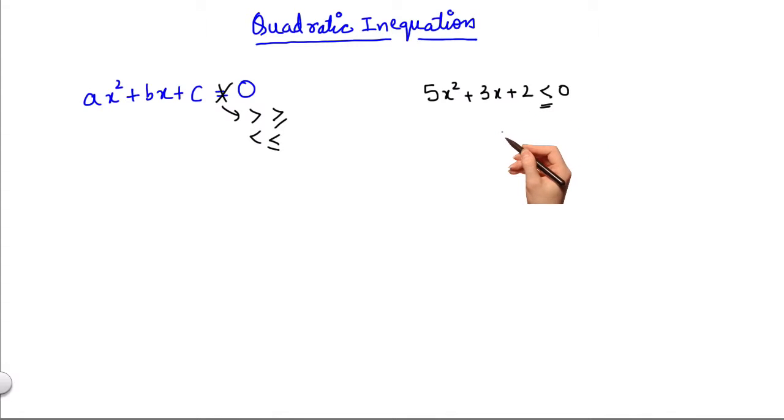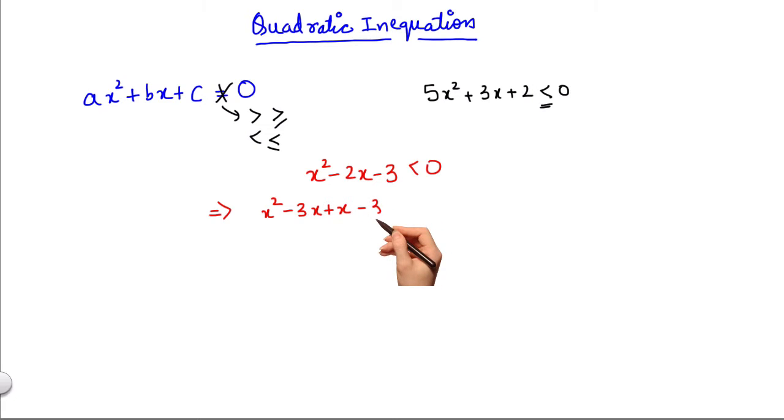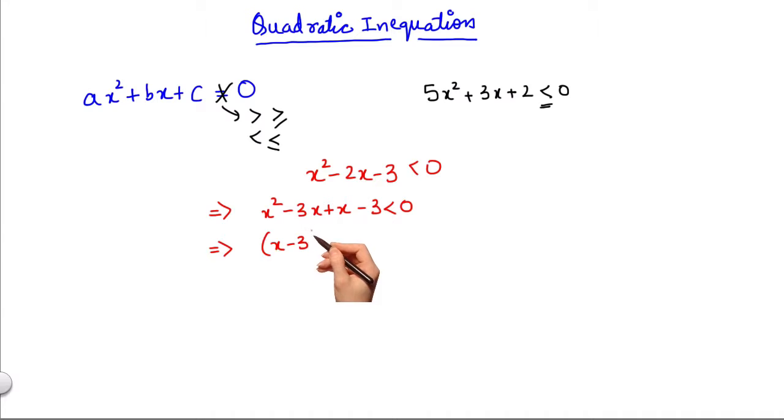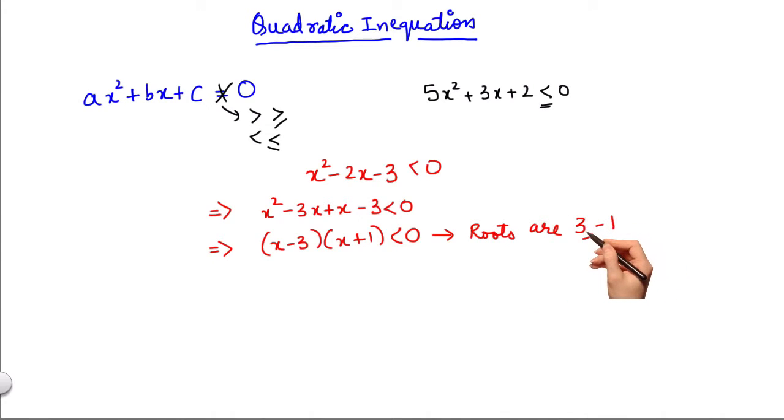Let's do one thing. Let us try and solve a simple quadratic inequation. Let's say I am given an inequation x squared minus 2x minus 3 less than 0. I can easily factorize this as x squared minus 3x plus x minus 3 is less than 0, which makes it (x minus 3)(x plus 1) less than 0. Therefore, the two roots for this polynomial are 3 and minus 1.